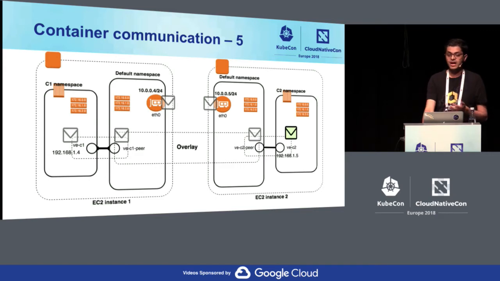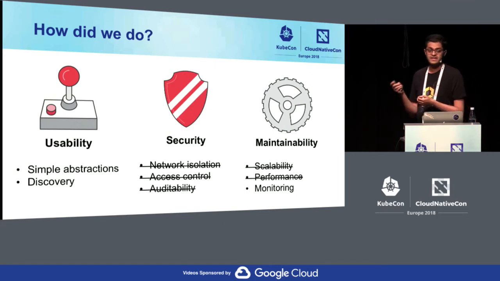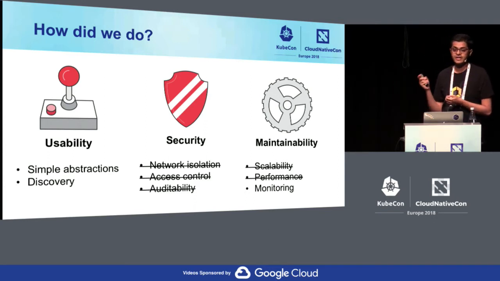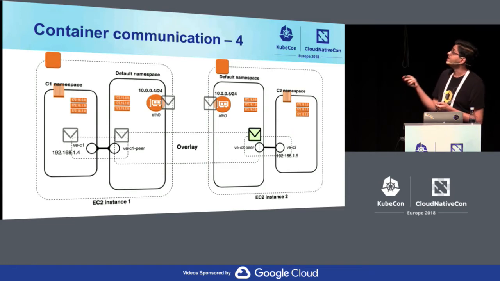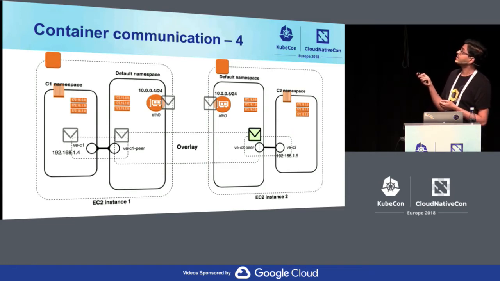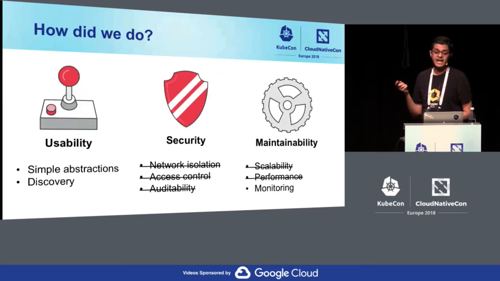So how did this overlay solution fit into our requirements? We were still working with very simple abstractions. Discovery was still easy because all the containers were getting native IP addresses, but we lost on security, and we lost big time because all of the traffic was flowing through this H0 on this host and being received through H0 on this host. Isolation was very hard for us to do.